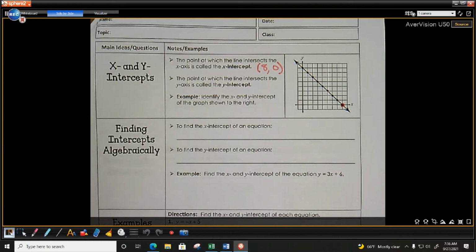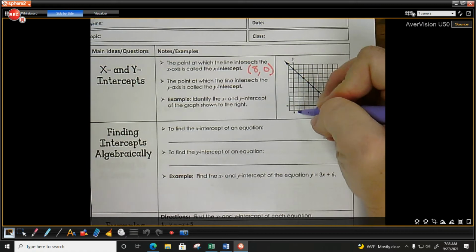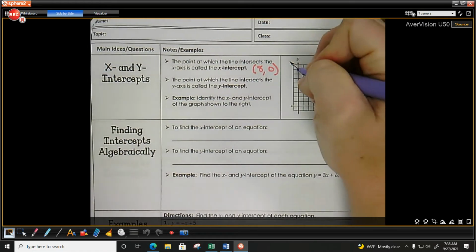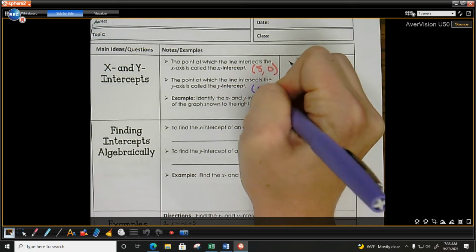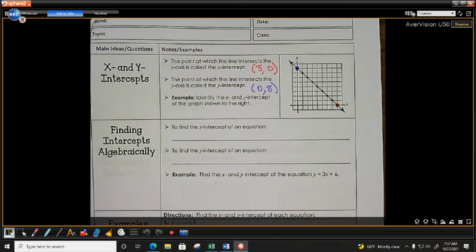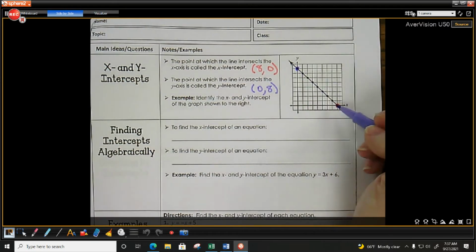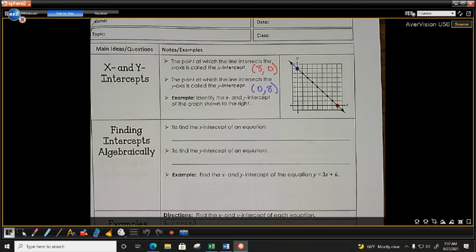Okay, the point where it hits the y-axis is called the y-intercept. So go along the y-axis. Where does this hit the y-axis? Also at 8, and this is written as 0, 8, because x comes before y. So we just identified our x-intercept and our y-intercept. Your x-intercept is on the x-axis, your y-intercept is on the y-axis. Okay, that's how you look at a graph and determine your x and y-intercepts.